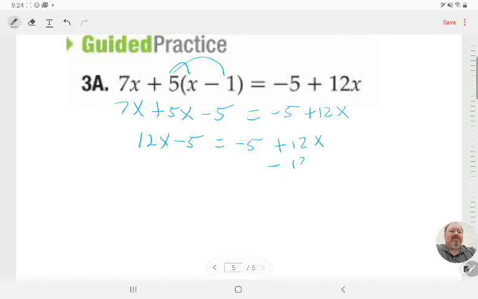We'll subtract 12x. I don't know if you see it or not, but these are identical, just rearranged. But I'll show you by subtracting 12x out of there, you end up with negative 5 equals negative 5. So that is an identity, okay? So an identity.